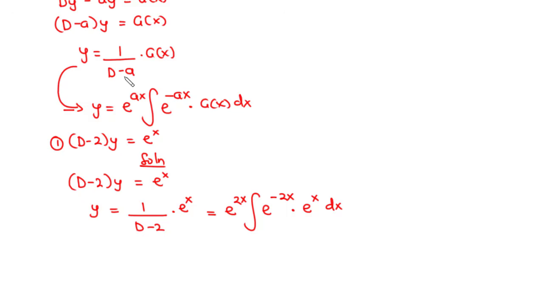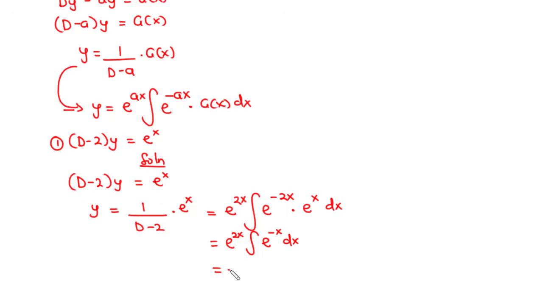So we have this to be negative a, which is negative 2, and on the outside we have e to the power a, which is a positive value. So negative 2 becomes positive 2x, and then we have the integral of e to the power negative 2x times g(x), which is e^x, and then dx. Let's work this out. On the outside we have e^(2x) times the integral of e to the power of negative 2x plus x, and that becomes negative x. So we have e^(-x) dx.